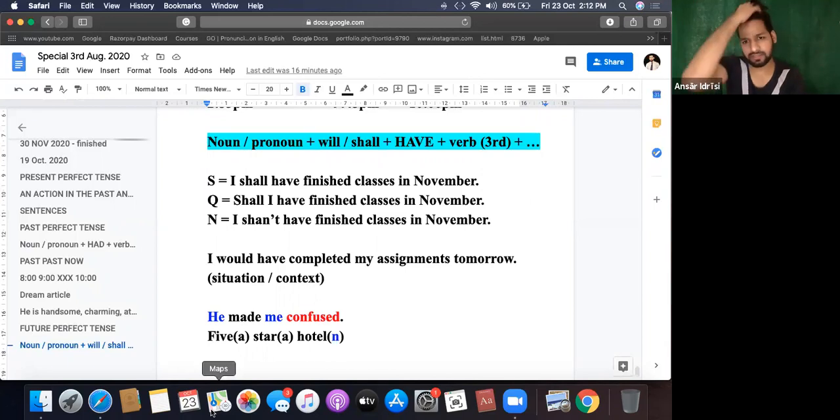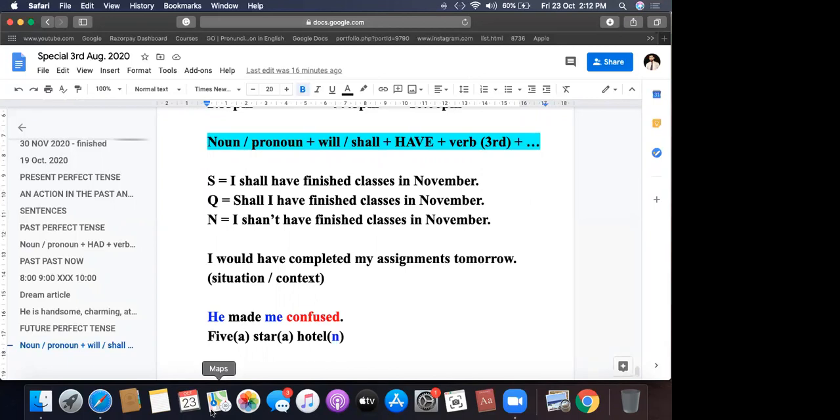Good. Next. It will have solved. Will it have solved? It will not have solved. It won't have solved. Very good. Next. It will have hurt. Will it have hurt? It won't have hurt. Next. It will have helped me to attend lecture. Will it have helped me to attend lecture? It won't have helped me to attend lecture.